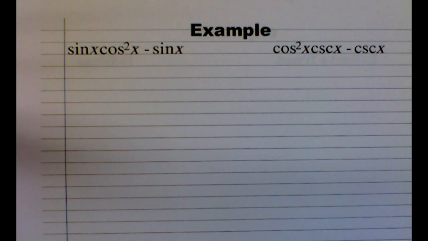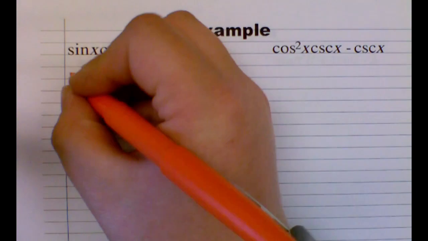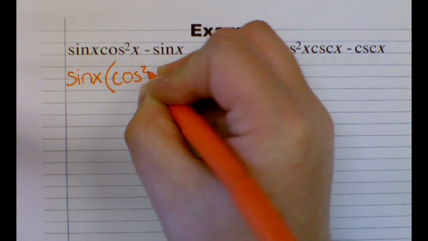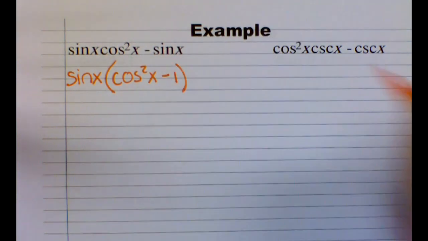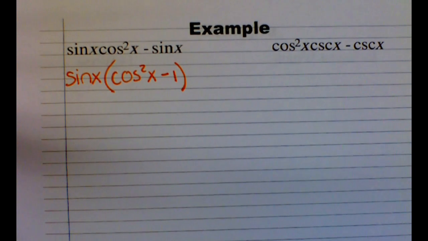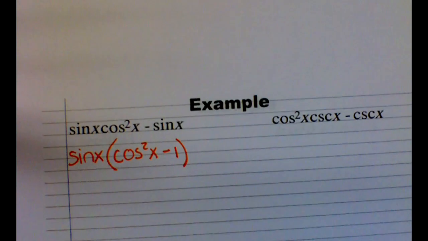So if I see something like sine of x times cosine squared of x minus sine of x, I say, oh, I could factor out a sine of x. And that leaves me cosine squared of x minus 1. Well, cosine squared of x, that looks a lot to me like one of my Pythagorean identities. But let's take a sidebar.